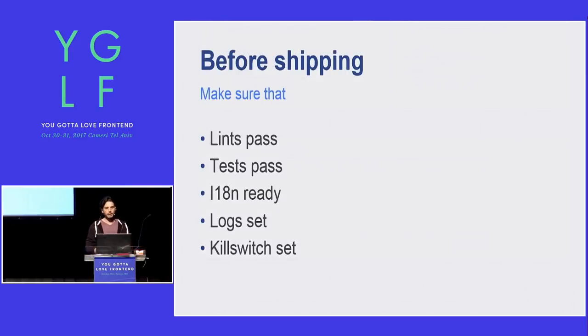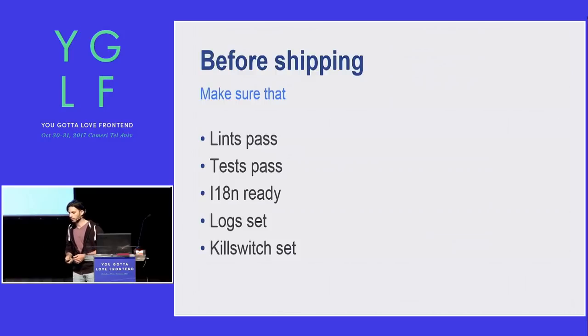And before we click on ship it, we make sure that lints pass, tests pass, and that translations are ready, or people are going to see the default English, which is not good. We have the responsibility of putting in logs to make sure that we're not breaking anything once we hit production, and also logs to make sure that the feature is actually going out into production, and kill switches. If we put that in, then we can kill it immediately if the experiment is over or if we see that something went wrong.